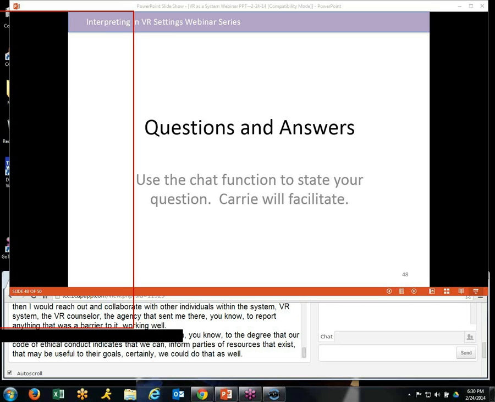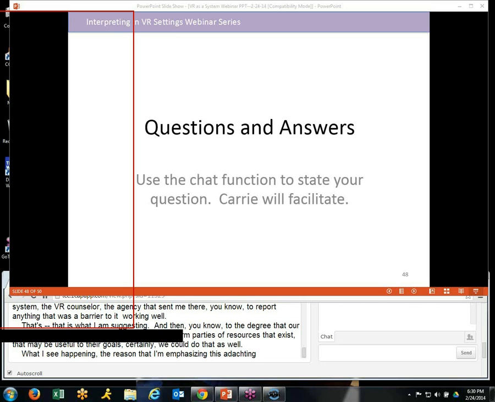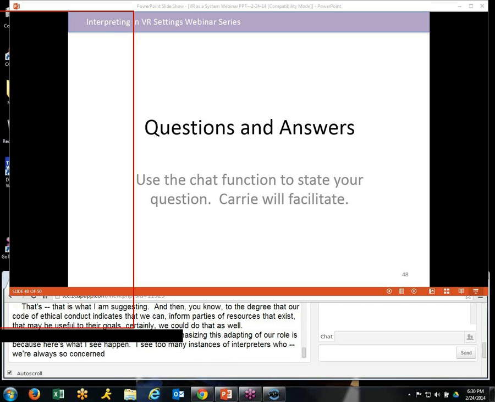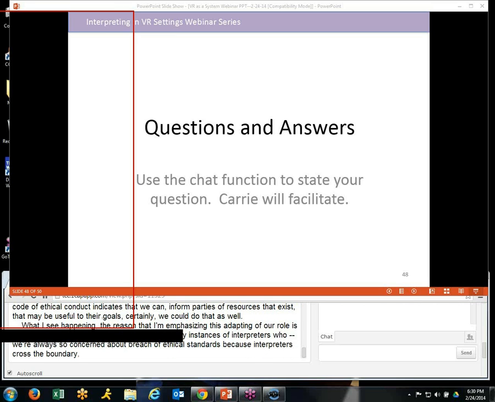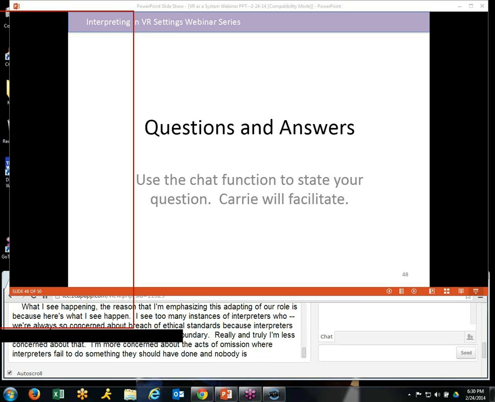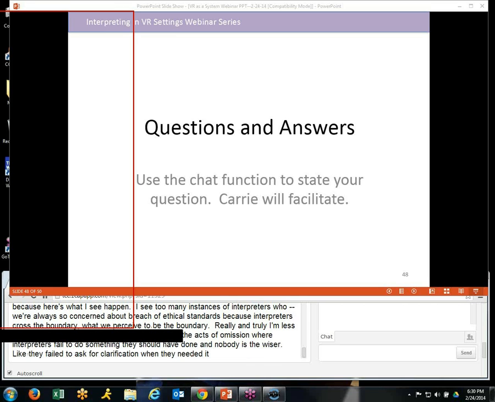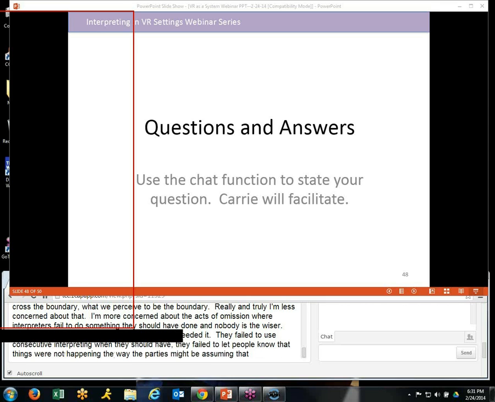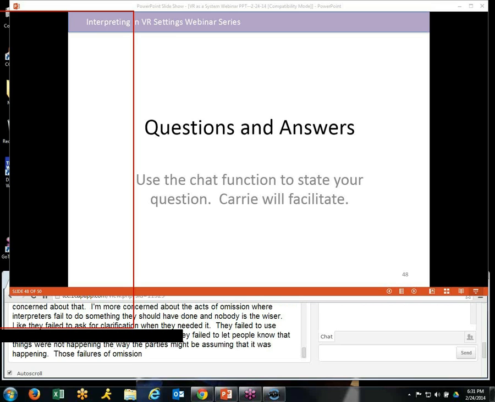The reason that I'm emphasizing this adapting of our role is because of what I see happen. I see too many instances of interpreters who are always so concerned about breach of ethical standards, about crossing what we perceive to be the boundary. Ultimately, I'm less concerned about that. I'm more concerned about the acts of omission, where interpreters fail to do something they should have done and nobody is the wiser. They failed to ask for clarification when they needed it. They failed to use consecutive interpreting when they should have. They failed to let people know that things were not happening the way the parties might be assuming. Those failures of omission are a severe breach of duty, in my opinion.